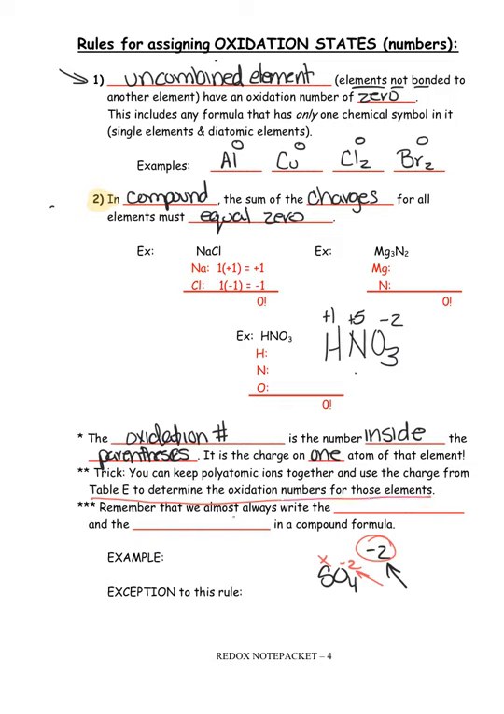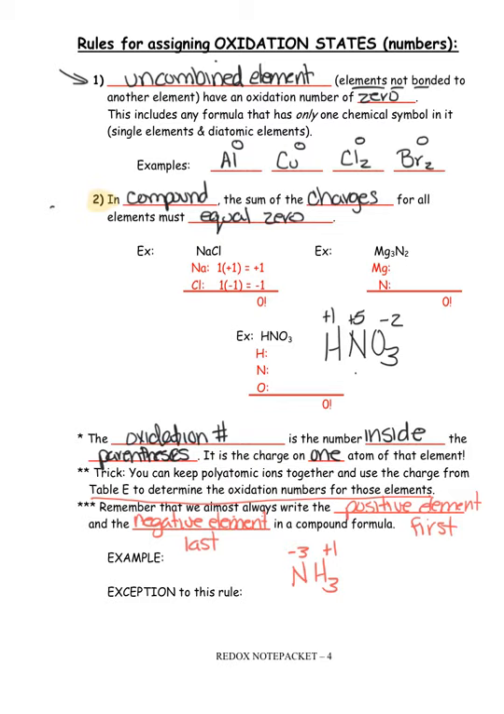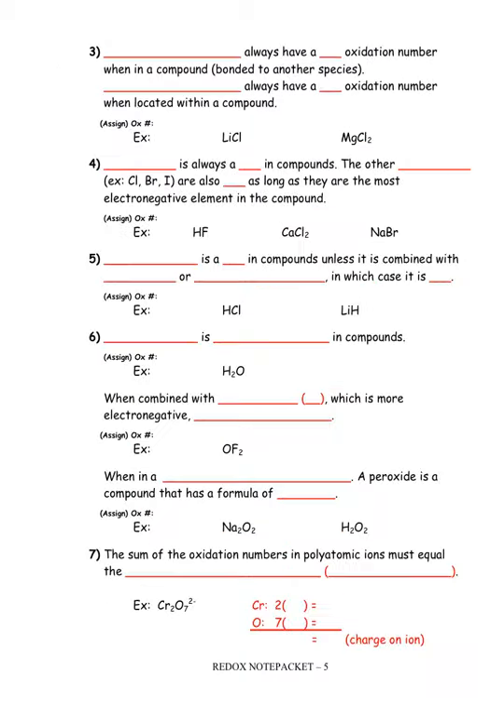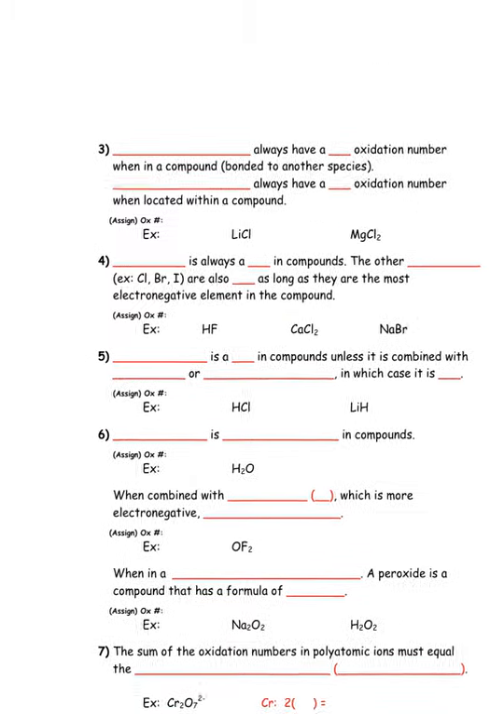We must almost always write the positive element first, and the negative element last. There is an exception. Ammonia is an exception, so let's write that down here. So you have NH3, the H is +1, the N is -3. Okay, so that's an exception. Let's go to the next page.